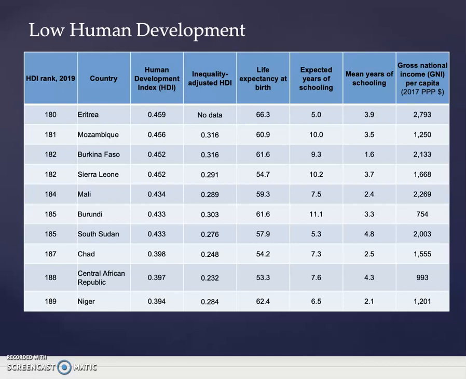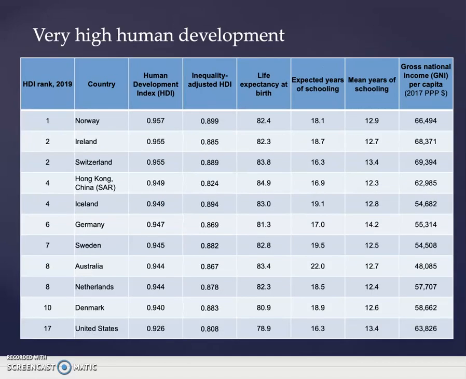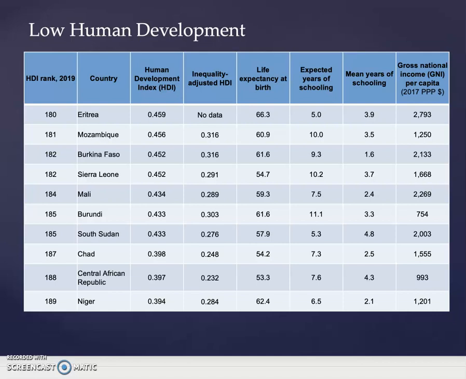You can see life expectancy rates here. Just a comparison between these countries at the bottom and the top of life expectancy: 53.3 years for the Central African Republic, and compare this here, life expectancy 82.4 in Norway. So almost 3 decades of difference in life expectancy. The same could be said with pretty gross disparities in terms of expected and mean years of schooling, and then purchasing power parity as well. Here we're into just the hundreds rather than thousands, with the Central African Republic at 993 US dollars purchasing power parity.